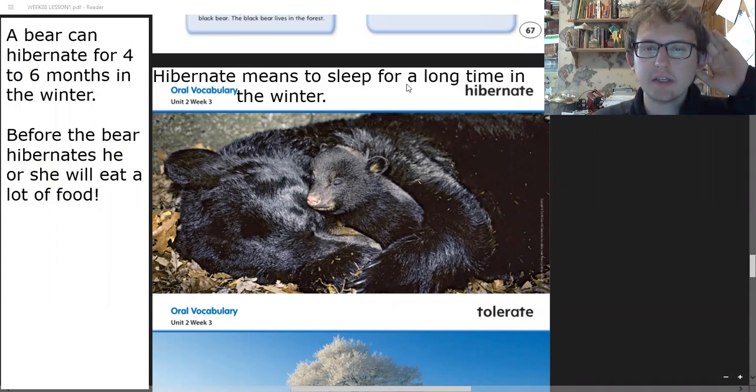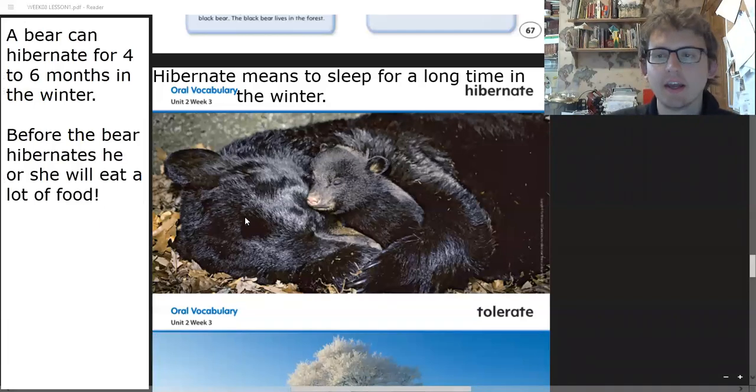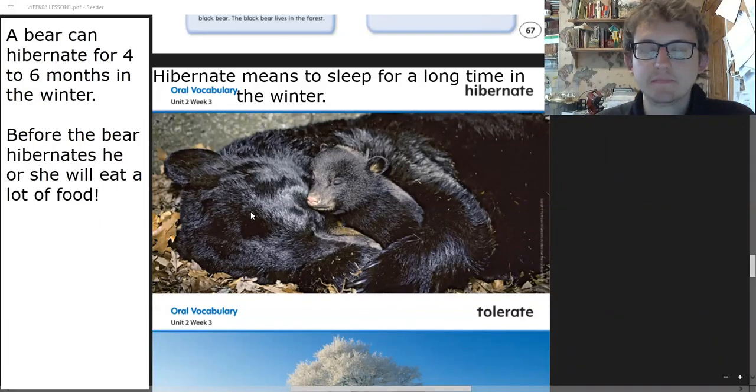Hibernate means to sleep for a long time in the winter. A bear can hibernate for 4 to 6 months in the winter. Before the bear hibernates, he or she will eat a lot of food. Okay, very good. Do you ever feel like hibernating?